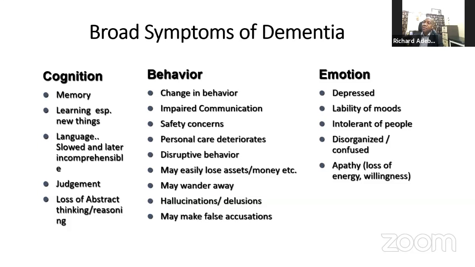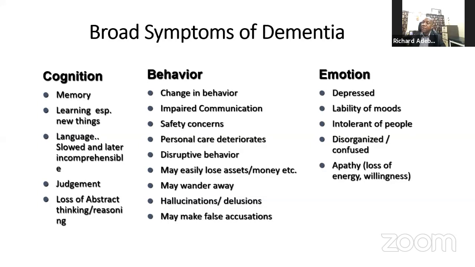Let's look at the symptoms from this layman's angle of cognition, behavior, and emotion. The cognition has to do with memory and learning, especially of new things. The language will eventually be affected, slowed down, and later incomprehensible. You can't hear what they say again, they mumble. Their judgment will be affected. We need our higher center to have a good sense of judgment. And there will be impaired abstract thinking or reasoning among those who suffer from this.